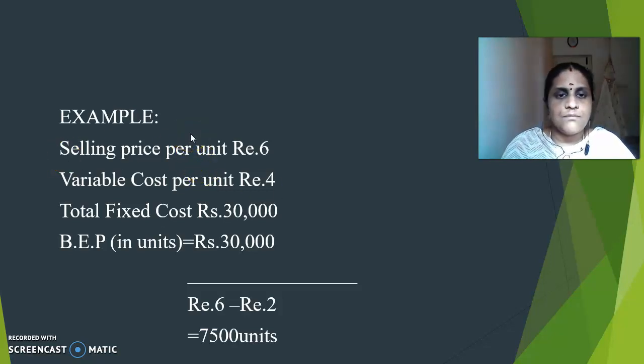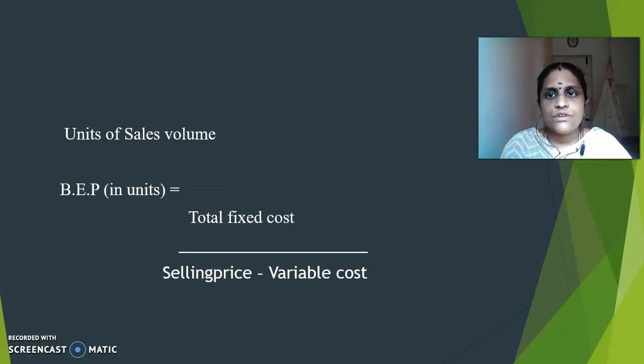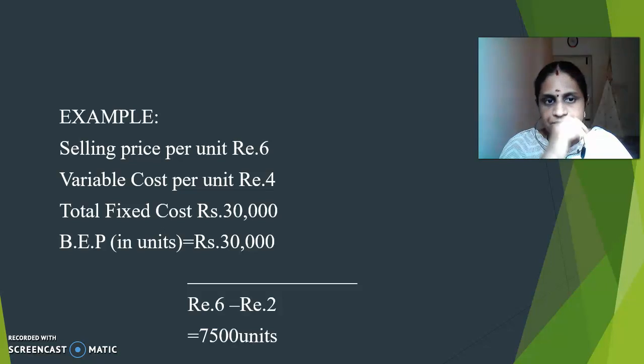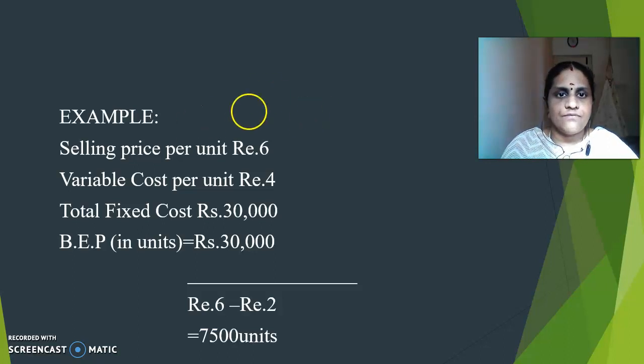For calculating the break-even point, the formula is total fixed cost divided by selling price minus variable cost. Fixed cost amount is rupees 30,000 divided by selling price rupees 6 minus variable cost rupees 4, which is 2. So, break-even point in terms of units is 7,500, where the total revenue equals the total cost.